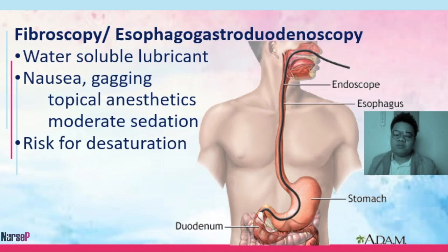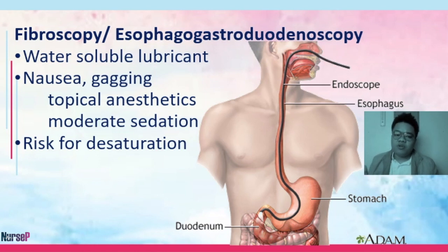If ever your patient will be undergoing EGD, take note that your patient would have a water-soluble lubricant placed through the scope. Okay, so this is your endoscope. Okay, it's a flexible scope, hence the term fibroscopy. Now, your patient may have nausea and then your patient may gag. Of course, the gag reflex would be activated once the endoscope will be able to touch this part of your pharynx.